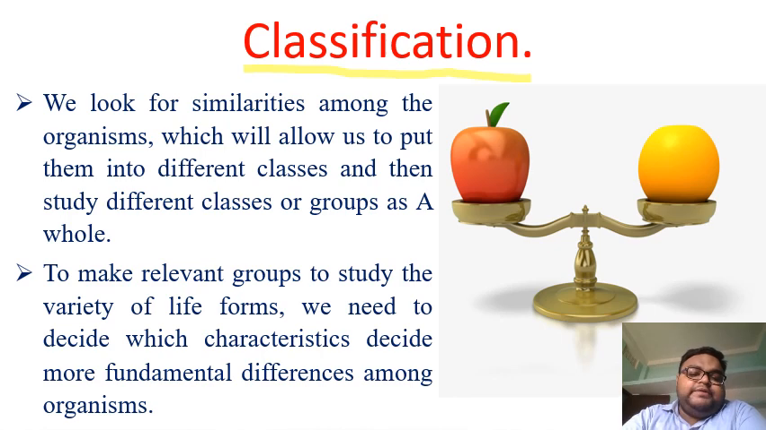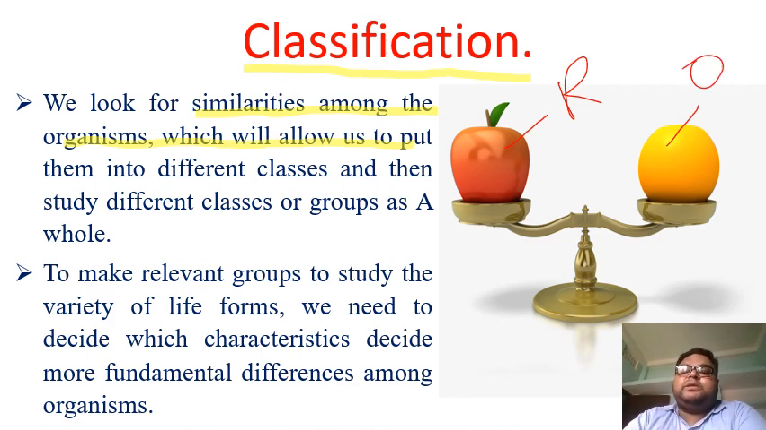Okay. So what we do, we look for similarities among the organisms that will allow us to put them in different classes, right? So if we take the example of this apple only, suppose that I take this example that this apple is red and this orange is orange, right? So the color will serve as a purpose of classification, right? So according to color we can put them into different classes, right?